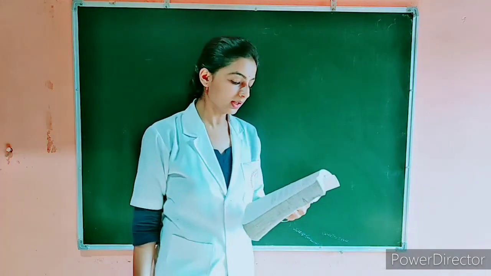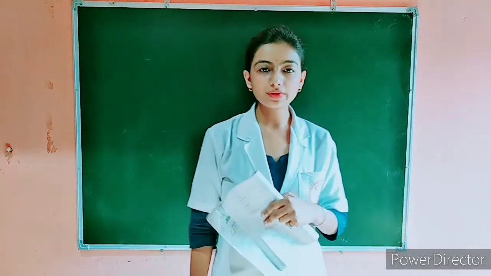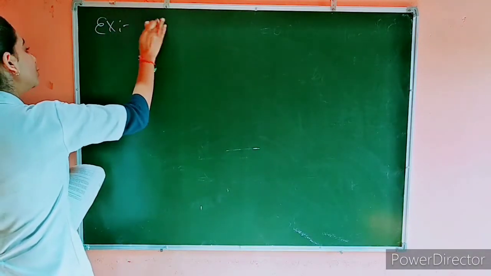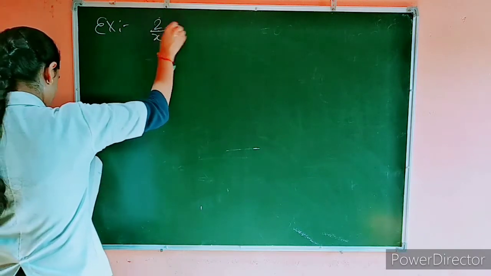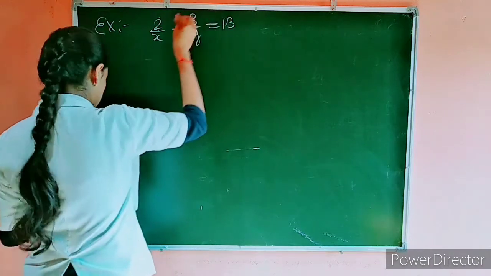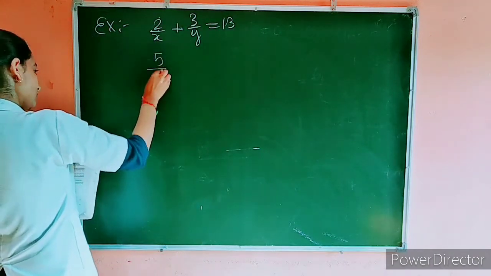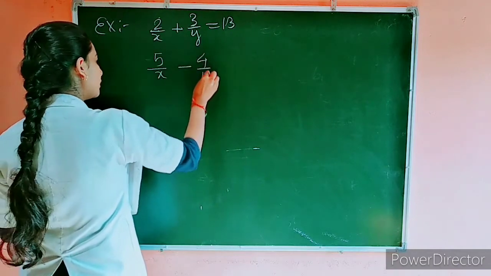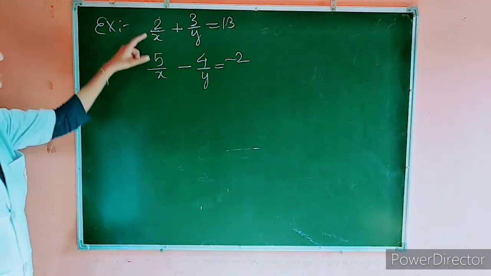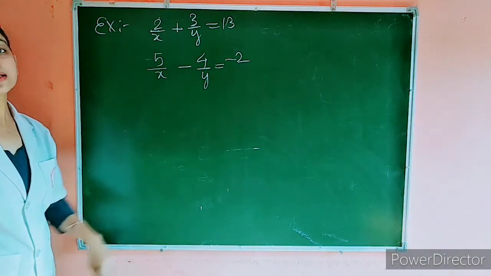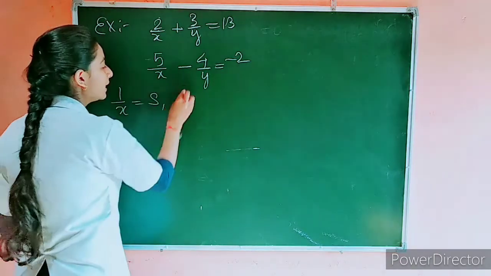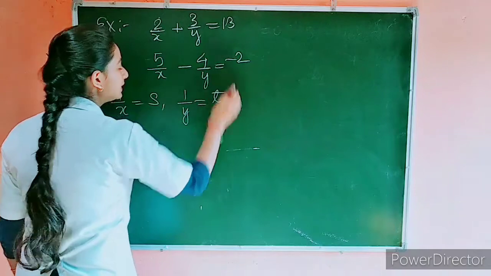Equations reducible to a pair of linear equations in two variables. Now example number 17: 2/x + 3/y = 13 and 5/x - 4/y = -2. Now in both equations we have x and y in the denominator, so we can take 1/x as s and 1/y as t.